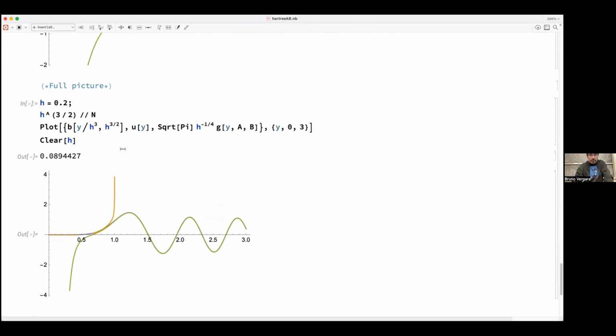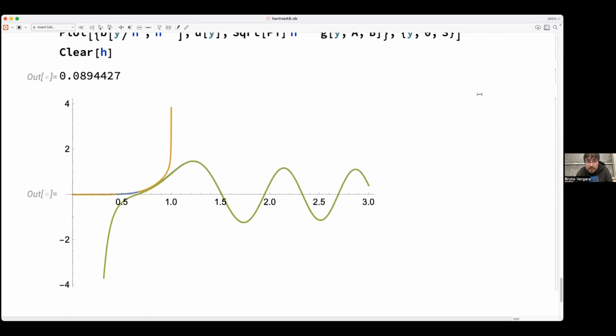In blue, you were supposed to see the true solution, but it's matched with my approximations. Basically, you can barely see it. Maybe I can zoom more. Maybe you can see better. Blue is matched by orange and then green. Yes, exactly. So green is this combination of the Airy functions, but I haven't taken the complex combination.